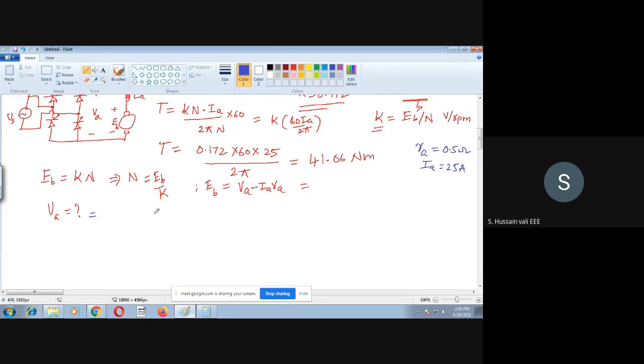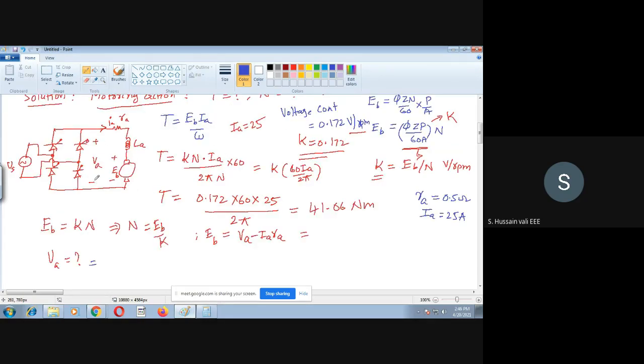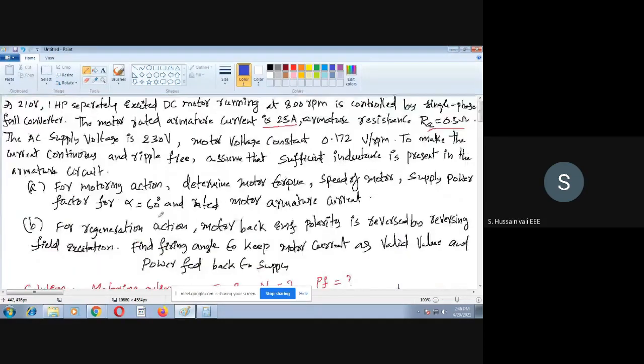What is VA in this problem? VA is nothing but the output of the full converter. So what is the equation for the output of the full converter? Last class, if you recall, we got two equations: one for discontinuous conduction mode, the other for continuous conduction mode. Now we will see which mode this is. If you see here, to make the current continuous and ripple free, the current is continuous and ripple free. I told you already that.